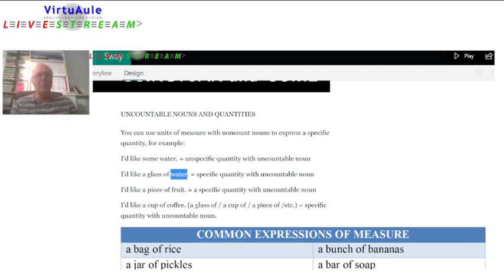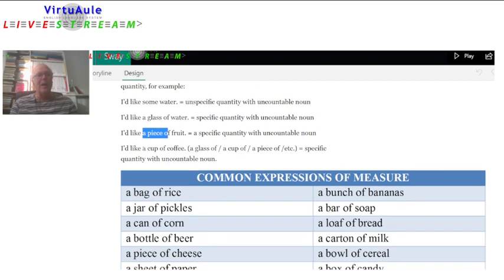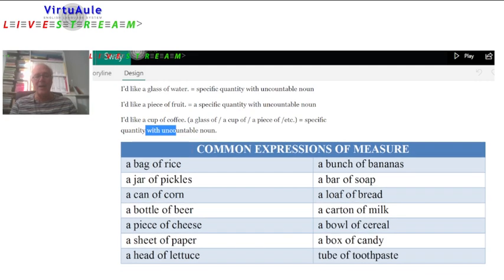Water is not countable, but a glass of water is countable. So I could say 2 glasses of water, 3 glasses of water. I'd like a piece of fruit. A piece is a specific quantity with an uncountable. A piece of fruit. I'd like a cup of coffee, a glass of coffee, a cup, a piece. All of these are specific quantities with uncountable nouns.